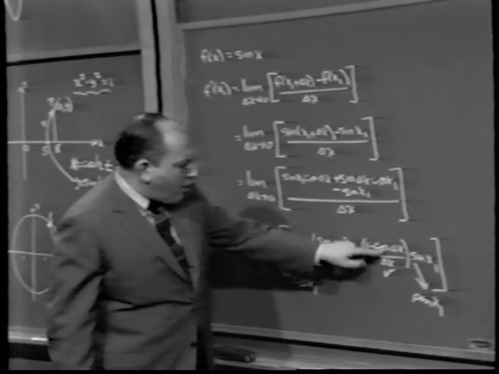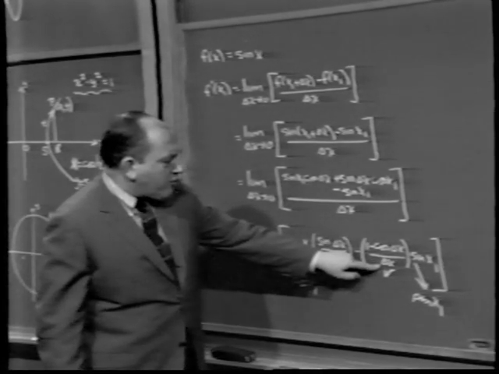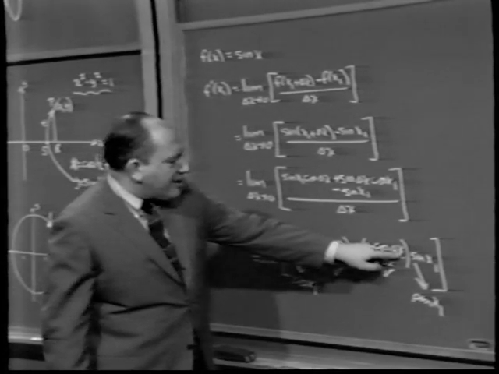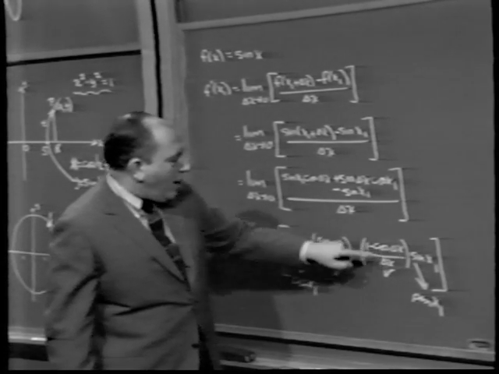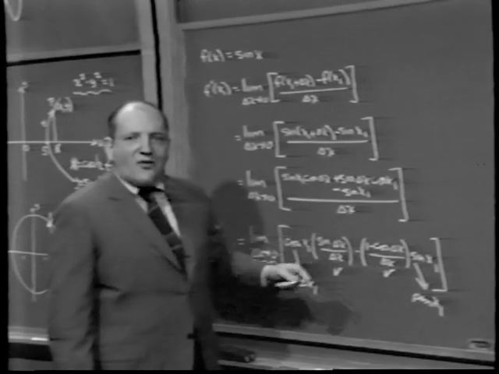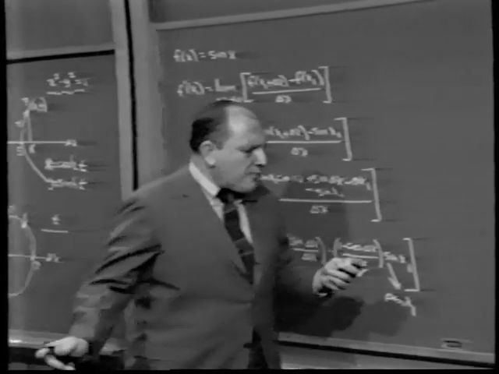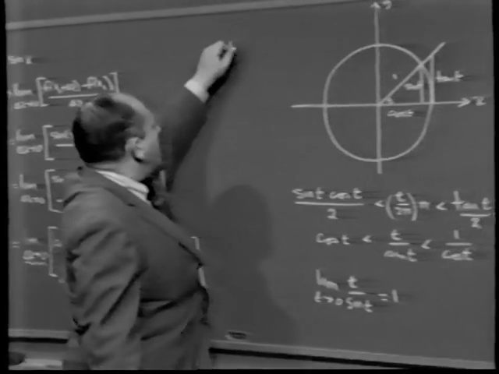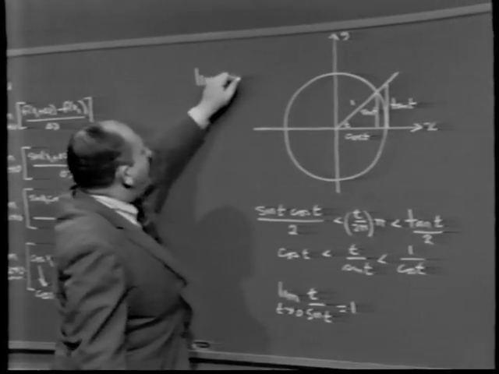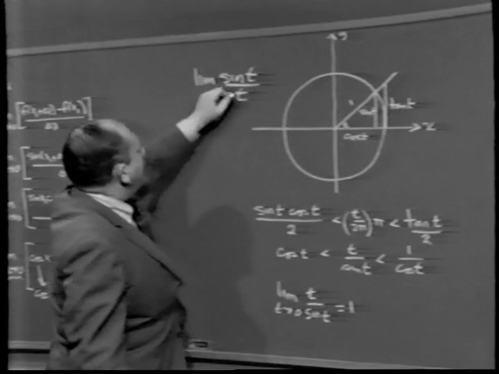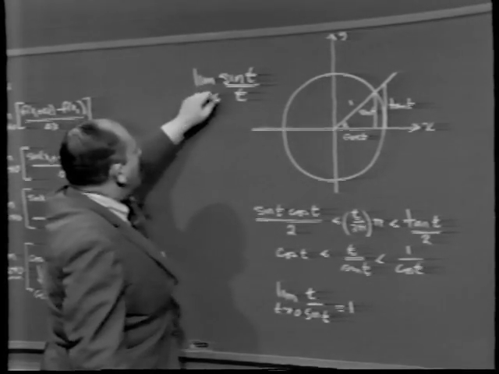In a similar way, we would like to know how to handle this quotient here. Because notice that when delta x is 0, cosine 0 is 1. This is 1 minus 1 over 0. It's another 0 over 0 form. So the problem that we're confronted with is that we would like to figure out how to handle the limit of sine t over t as t approaches 0.